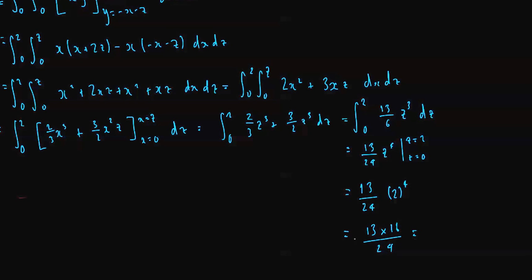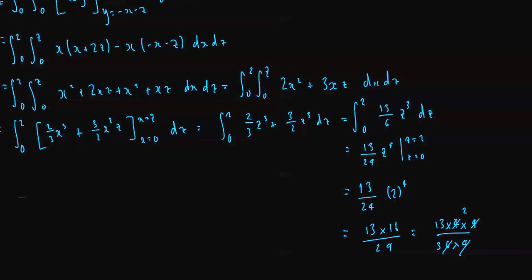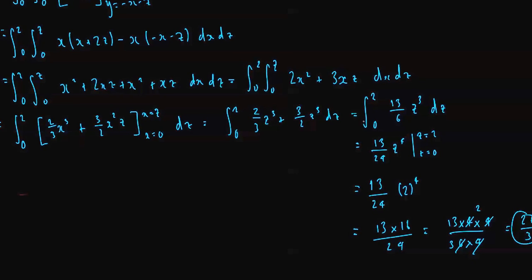As a tip to work this out, do prime factorization. That's 13 times 4 times 4 divided by 6 times 4. So one of those 4s will cancel, giving me a 2 and a 3. So 13 times 2 is 26 on 3. And that will be the solution to my integral.